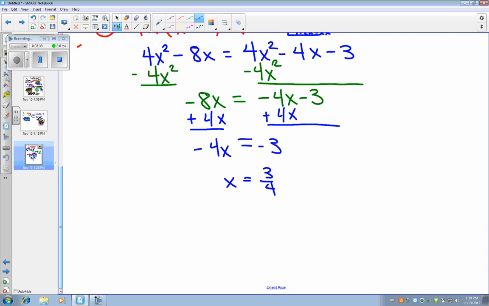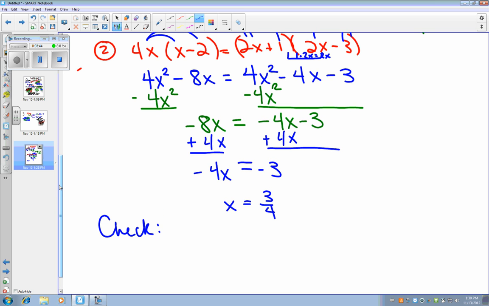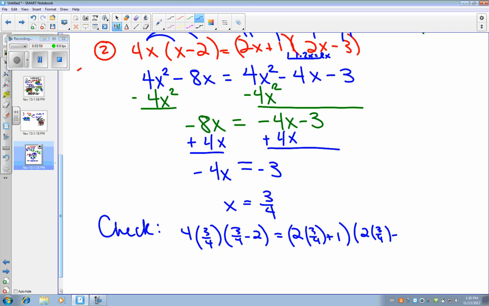And again, if I want to check that, I would just take it and plug it into the original problem. 4x times x minus 2 has to equal 2x plus 1 times 2x minus 3, with 3/4 plugged in. So I just plugged in wherever there was an x before, I plugged in 3/4. So there's all the x's. It became 3/4 now. I'm just going to see if that's true.